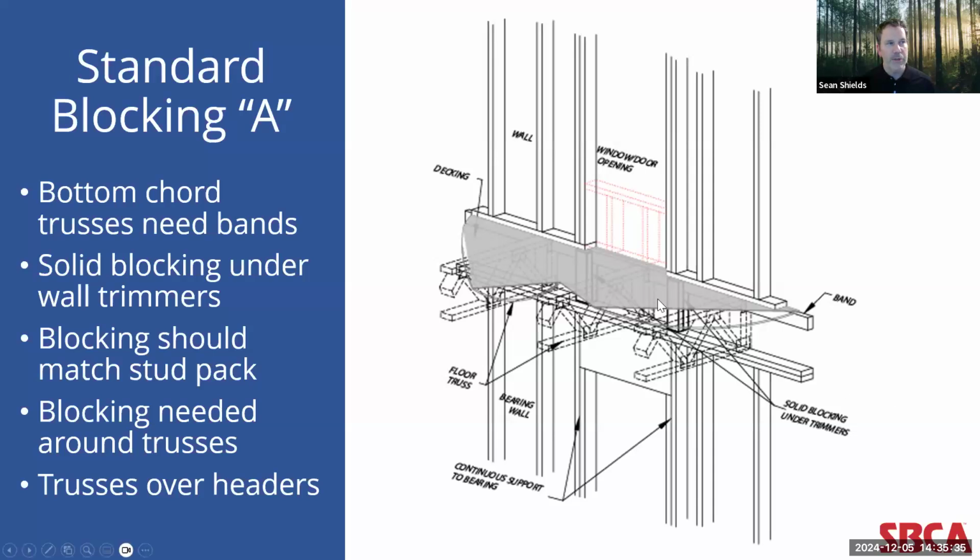So again, in this particular case, for simplicity, the detail is showing one jack stud and one king stud with a 2x4 underneath. Certainly, as you added king studs, this might extend it to a 2x6 or a 2x8 in order to provide sufficient blocking.